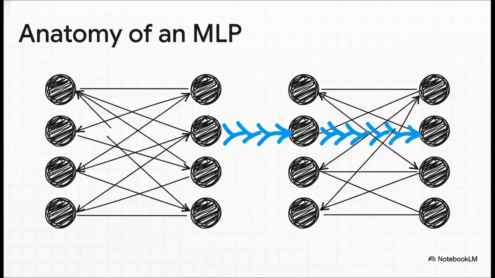So the structure here is absolutely key. Information flows in just one direction, kind of like a river. It comes in at the input layer, it flows through one or more of these hidden layers where all the abstract patterns get processed and transformed, and then it finally results in a decision at the output layer.